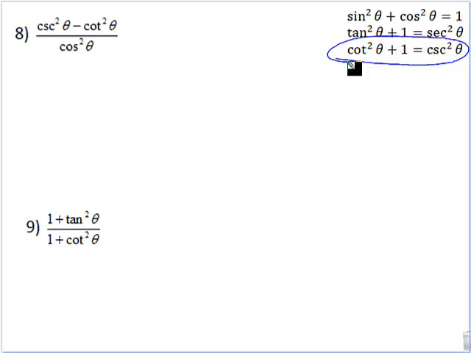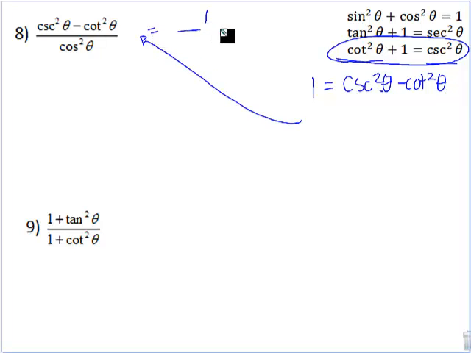So if we want cosecant squared minus cotangent squared, what would we have to do? Yep, just subtract the cotangent squared over. So we would have 1 equals cosecant squared of theta minus cotangent squared of theta. Is that what our numerator currently says? So what can we replace this numerator with? Yeah, we can replace that with just 1 over cosine squared of theta.